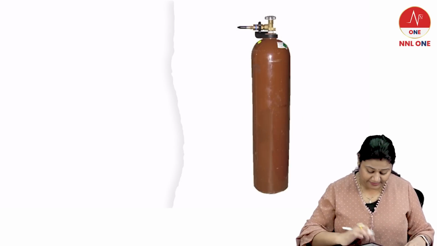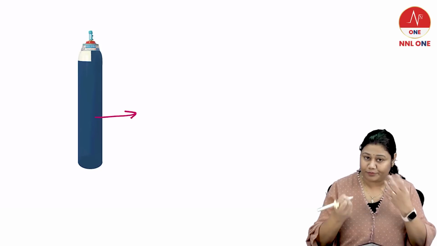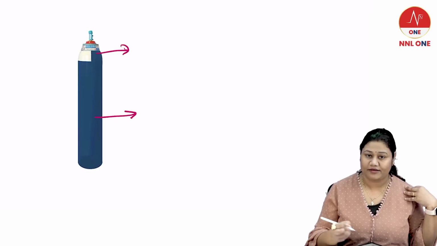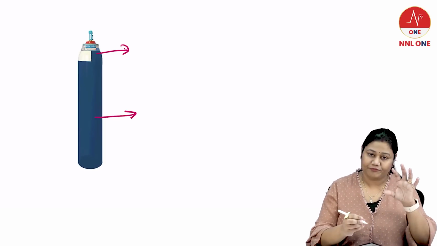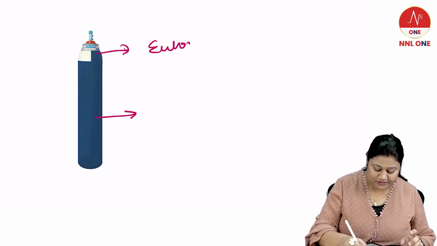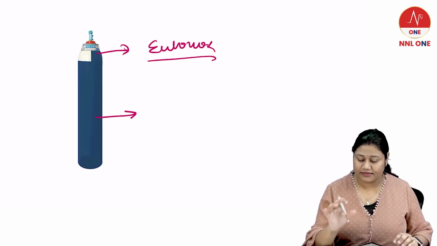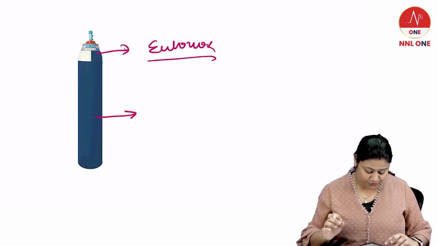Completely brown is helium. This is something interesting, which is a blue body, and in the shoulder we have quadrants. One quadrant is white. So this is Entonox, which has 50% oxygen and 50% nitrous oxide, right? So this you need to remember.